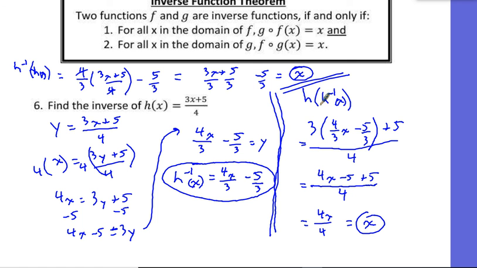And since h of h inverse of x and h inverse of h of x, so forming the composite both ways, yielded an answer of x, we have proven or verified that the original function h of x and h inverse of x, as we found, are actually inverses of each other. So we have verified algebraically our work was correct.